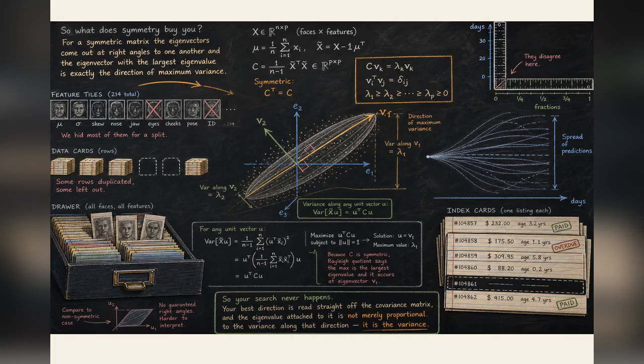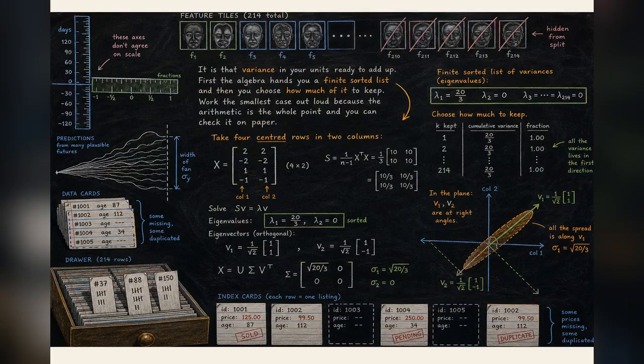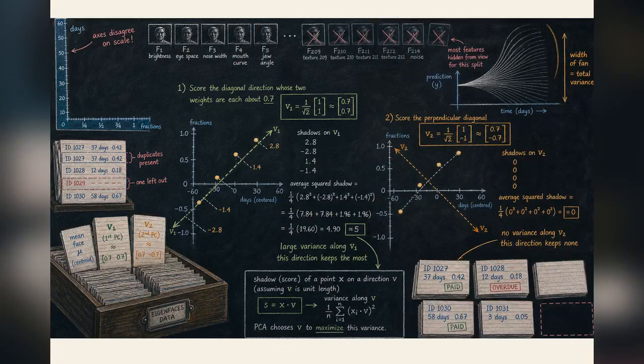First the algebra hands you a finite sorted list, and then you choose how much of it to keep. Work the smallest case out loud, because the arithmetic is the whole point and you can check it on paper. Take 4 centered rows in 2 columns, 2 and 2, then -2 and -2, then 1 and 1, then -1 and -1. Score the diagonal direction whose 2 weights are each about 0.7. Your shadows come out near 2.8, -2.8, 1.4, and -1.4, so the average squared shadow is roughly 5.